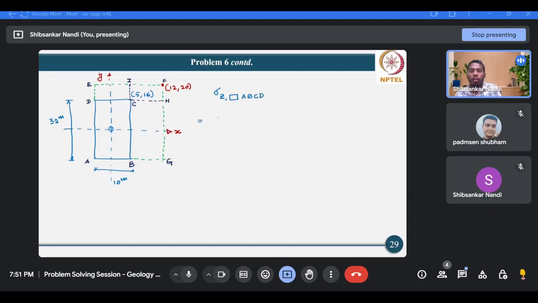Now, if I am not wrong, we can calculate the sigma z value for the rectangle AEFG, that is the largest rectangle, so that the point F becomes a corner.